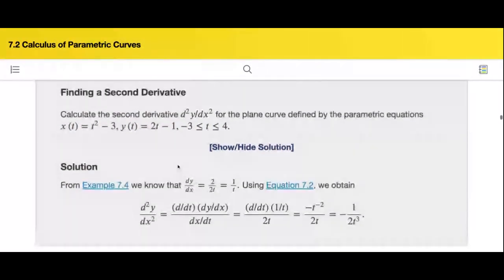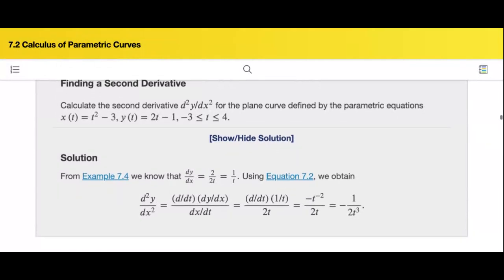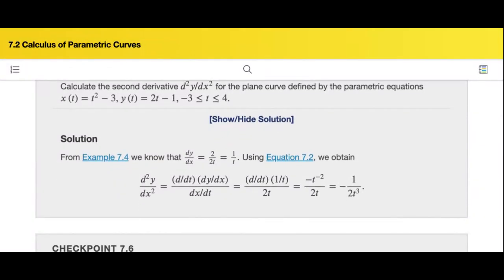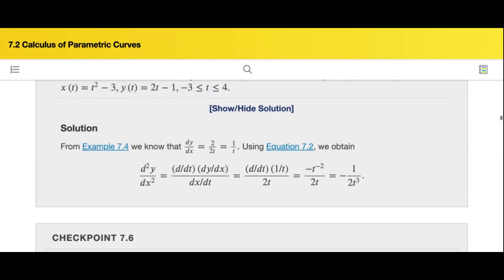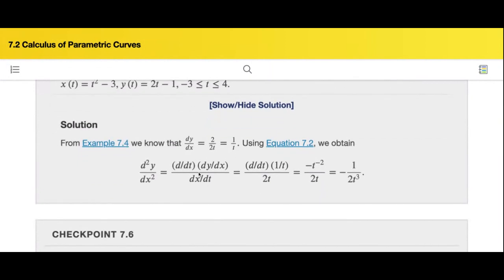So dy/dx is y prime divided by x prime. So what do we get? We get 2 divided by 2t, which is 1 over t. Then we take the derivative again.